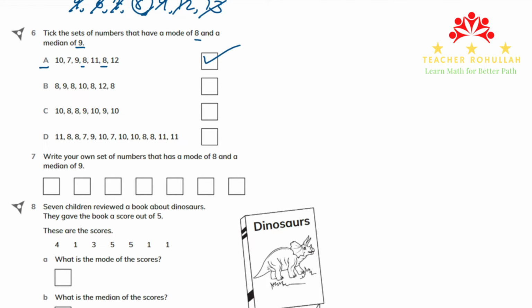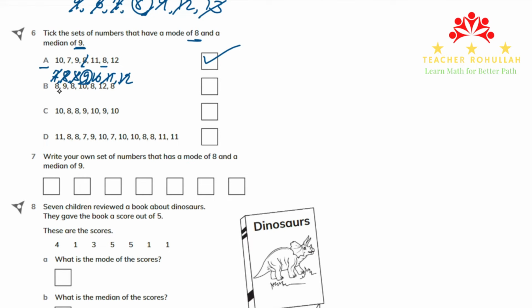The mode is 8. But to find the median, we have to first order the set of data. The smallest number is 7. We have 8, and again 8, 9, 10, 11, and 12. We should see if 9 is the median here or not. We cross one from the left, from the right, from the left, from the right. You can see that 9 is in the middle. For this data set, the mode is 8 and the median is 9, so we could tick the box because it fulfills the requirement given in the question.